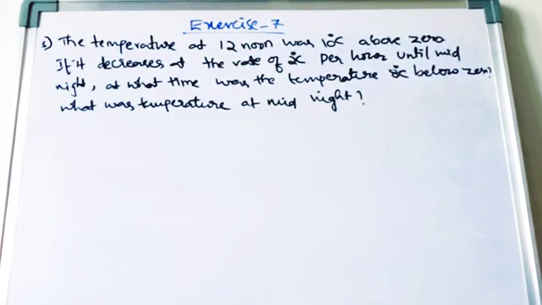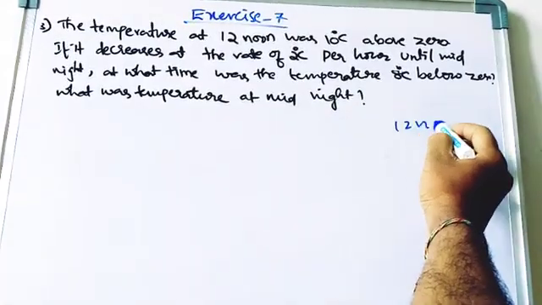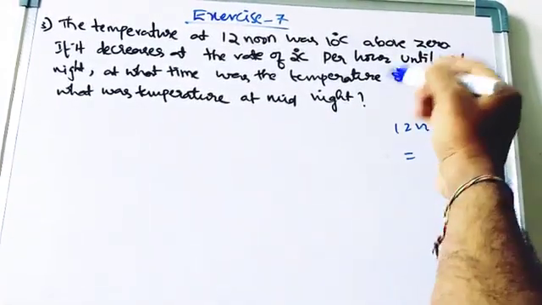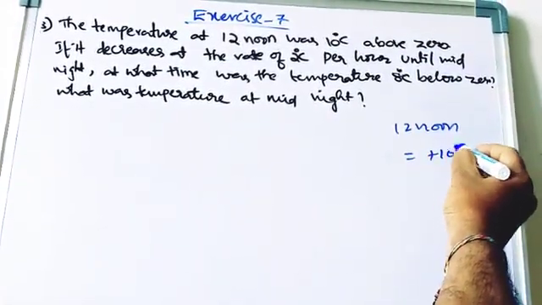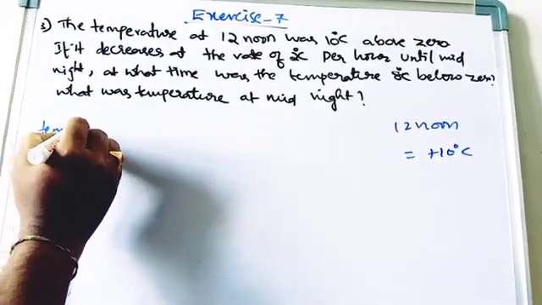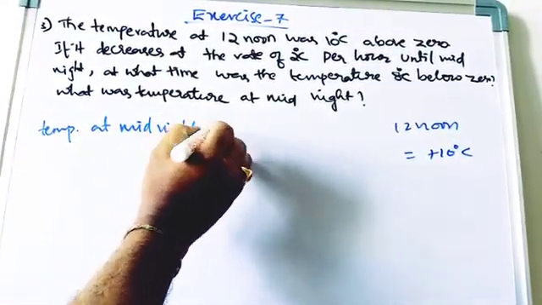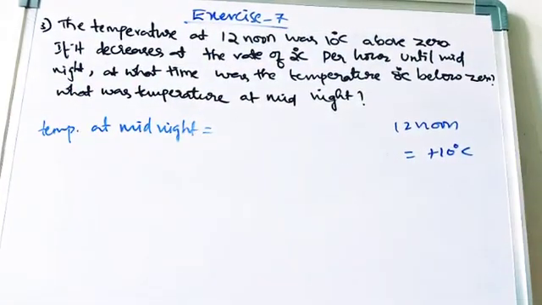So first of all, we need to calculate what the temperature was at midnight. The temperature at 12 noon is 10 degrees above 0, meaning plus 10 degrees. Now we are going to calculate the temperature at midnight. Temperature at midnight is equal to, midnight means after 12 hours.